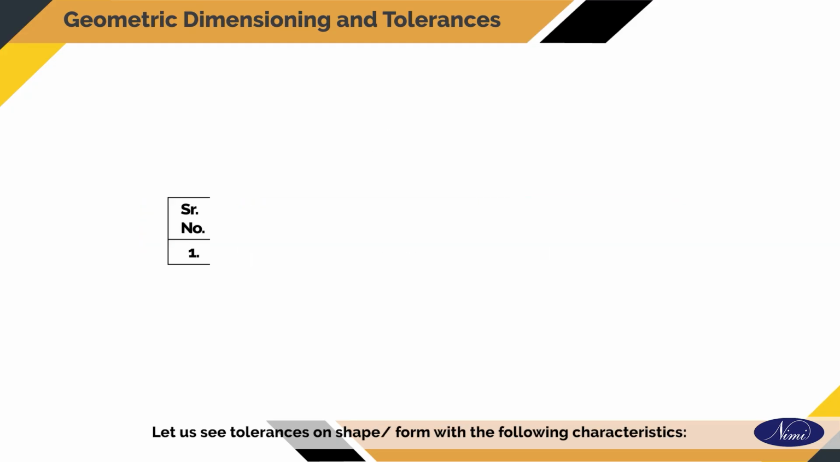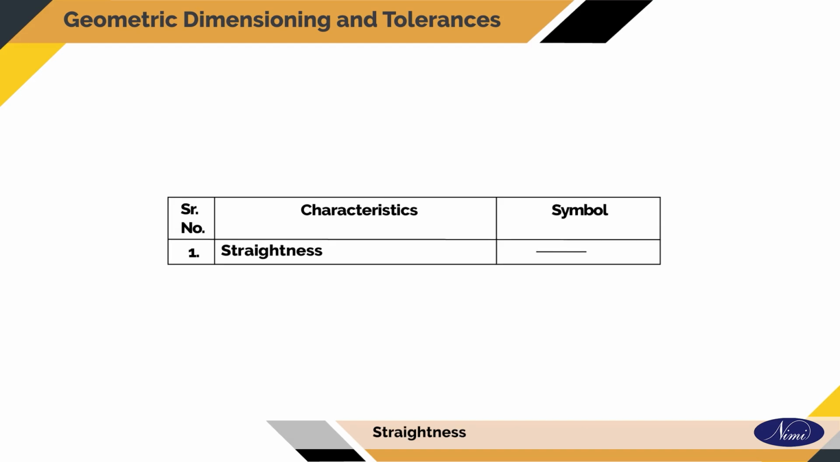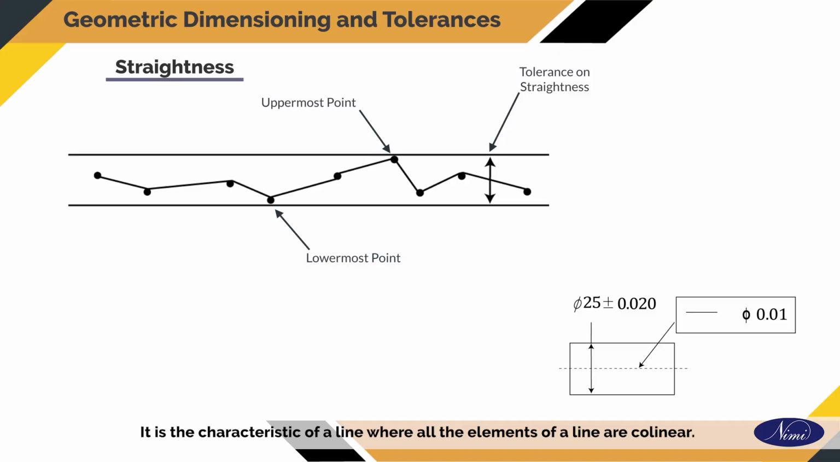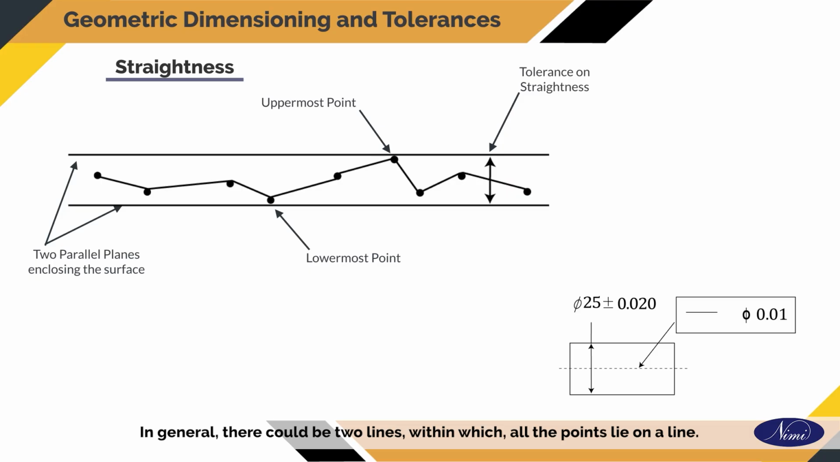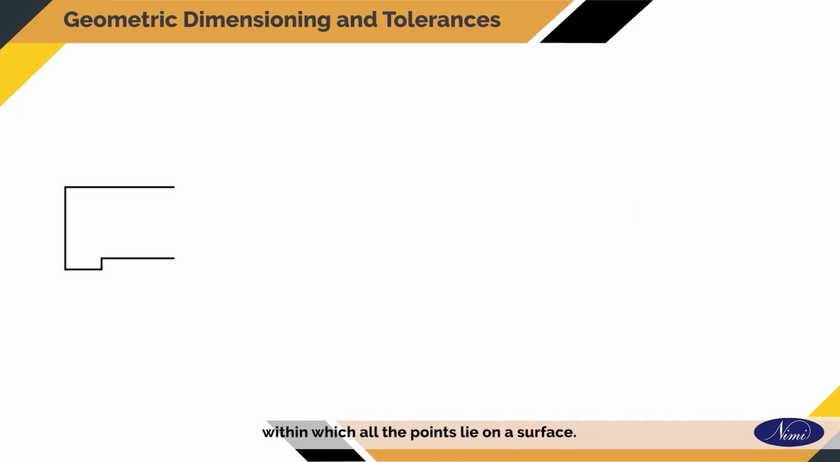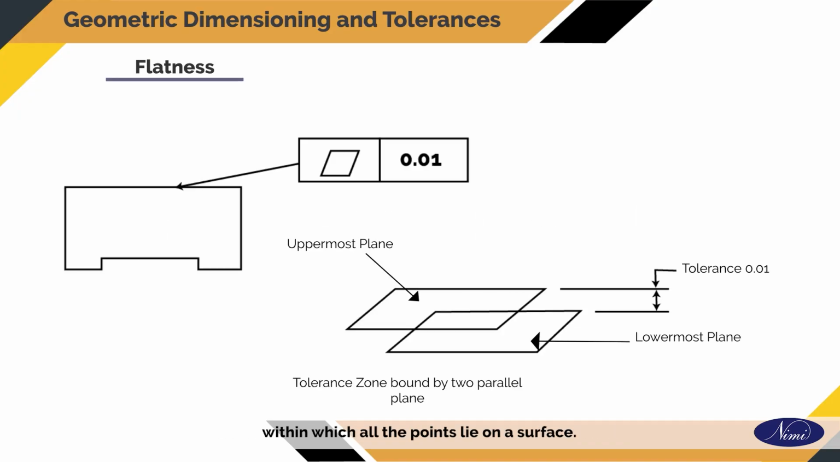Let us see tolerances on shape or form with the following characteristics. Straightness. It is the characteristic of a line where all the elements of a line are collinear. In general, there could be 2 lines within which all the points lie on a line. Flatness. It is defined as the minimum distance between 2 planes within which all the points lie on a surface. A surface where all the points lie along a single plane is called a perfectly flat surface.